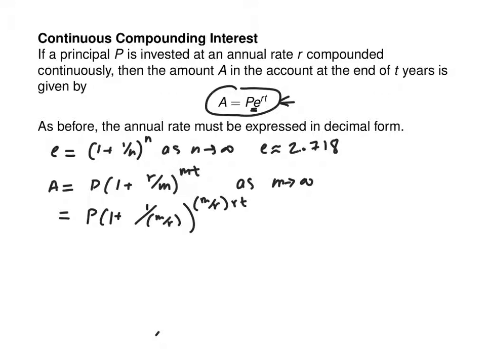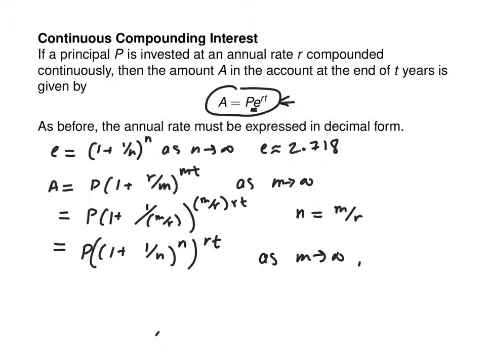You define a new variable. You say, I'm going to let N equal M over R. And that becomes P times 1 plus 1 over N, to the N, all to the power of RT. And then as M goes to infinity, this N, which is equal to M over R, is also going to go to infinity.